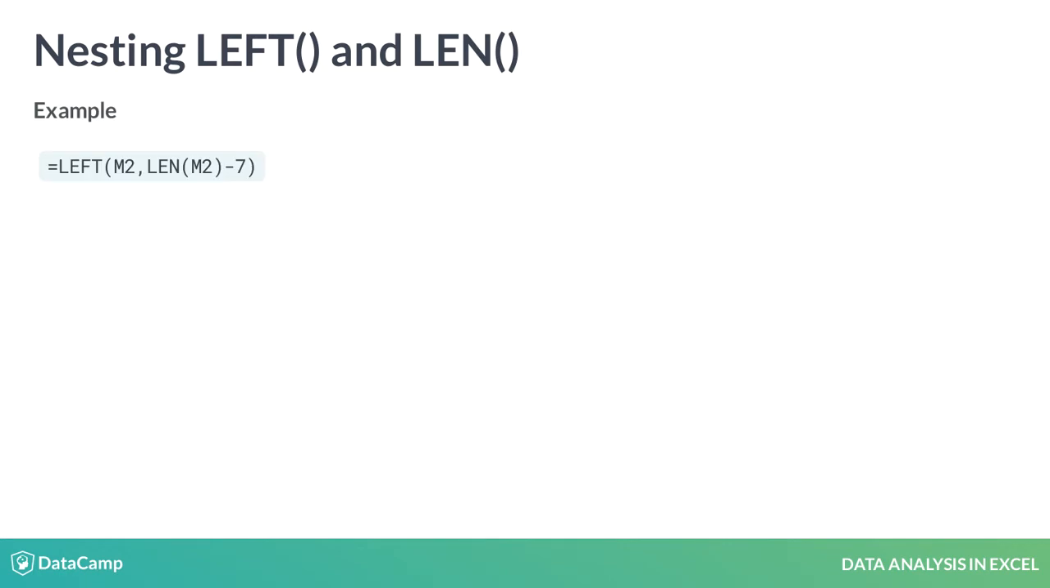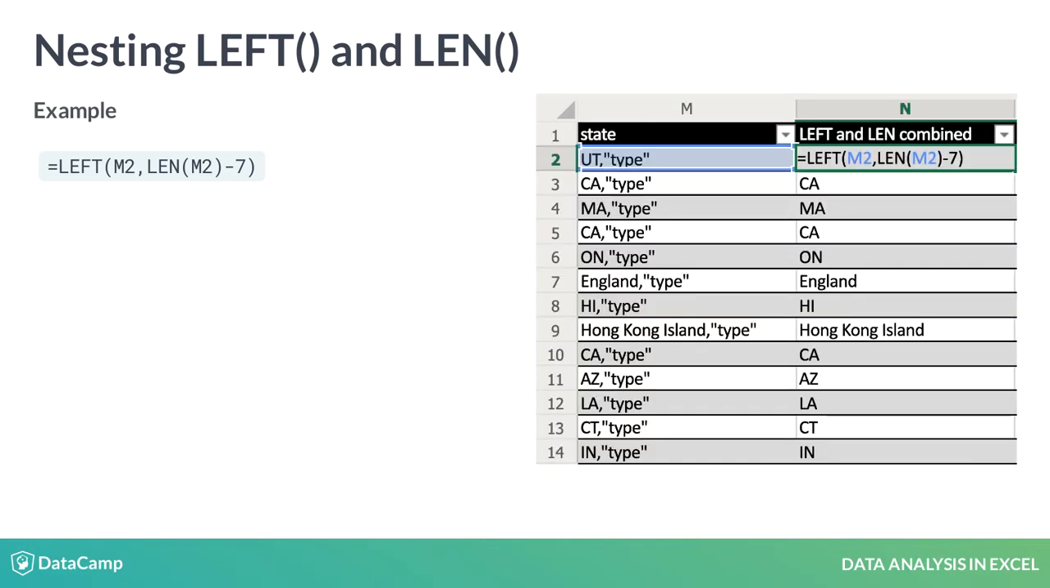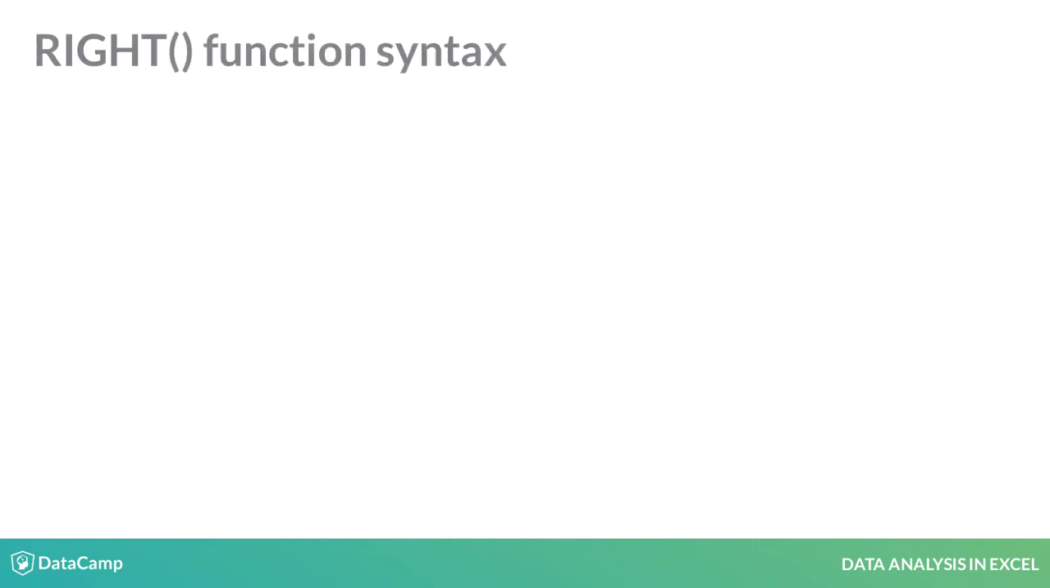Equals LEFT, open parentheses, M2, LEN, open parentheses, M2, close parentheses, minus 7, close parentheses. The reason we are subtracting 7 from the total length is because each cell varies in length, but consistently has the bad string 7 spaces in length. We want the result to include everything to the left.